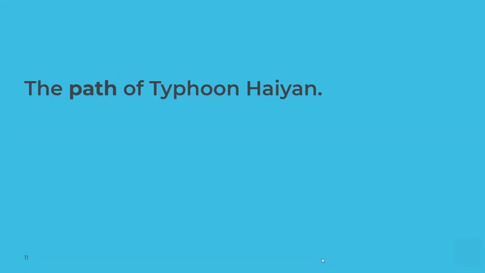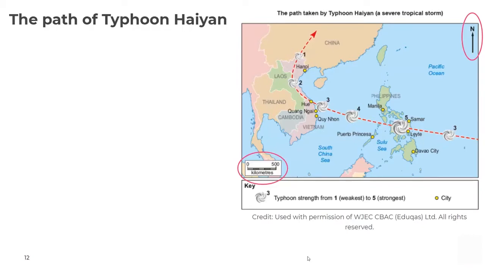So we're now going to review the path or the track of Typhoon Haiyan as it approached the Philippines, made landfall in the Philippines, and then moved beyond the Philippines. It's a bit like describing the route that Typhoon Haiyan took. So we're going to learn about how to describe the path taken by a tropical storm, and in this case, Typhoon Haiyan. In order to describe the path taken by Typhoon Haiyan, we need to study the map on the screen. It shows the path taken by the typhoon as shown by the red dotted line.